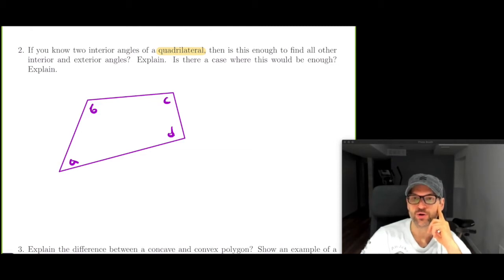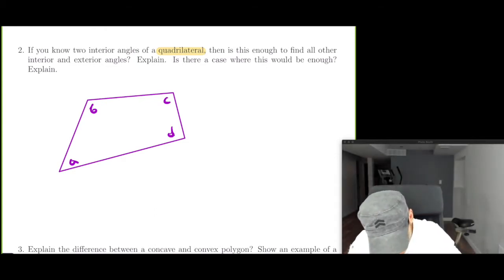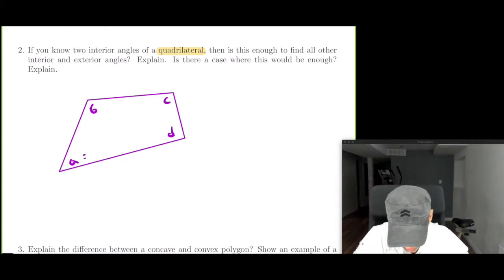Now, if we know two of the angles, is it enough to find all the other ones? Well, the answer is actually not always. So there are some cases. It says, is there a case? Now it says explain. Here is an example, for instance. We could know two of these angles. Let's say we knew these two angles. This one looks like an acute angle, and the other one looks like an obtuse angle.